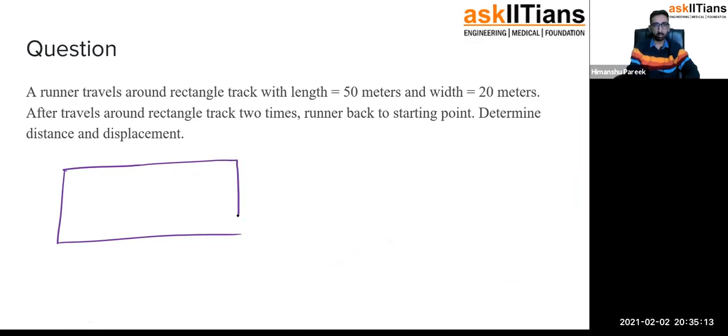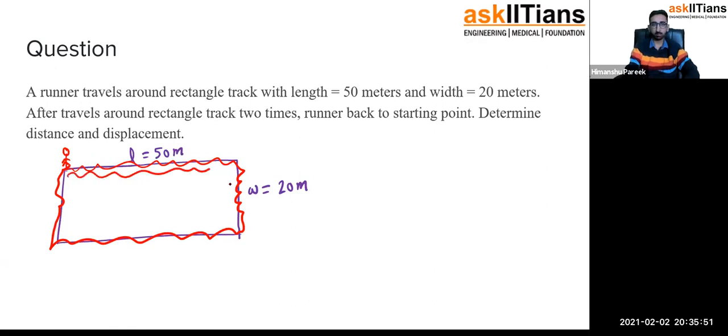So that is the rectangular track. Length is 50 meter. Width is 20 meter. After the runner travels around the rectangular track 2 times, he comes back to the start. So basically what happens? The runner starts from here. He runs like this, like this, like this, like this. And now one. Again, he would start from here. Second time.